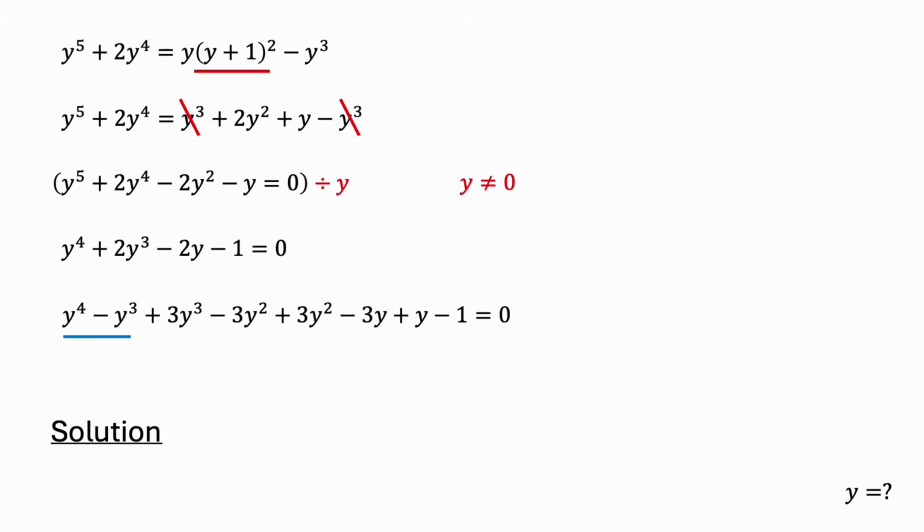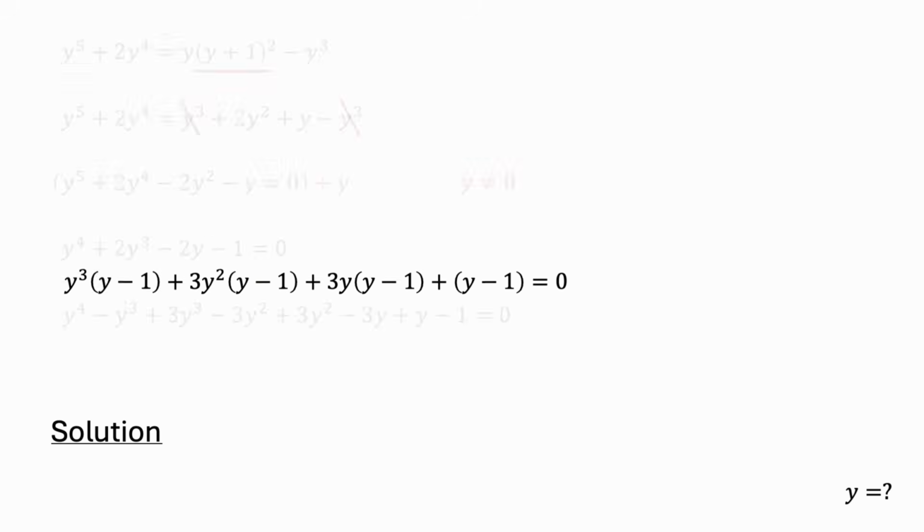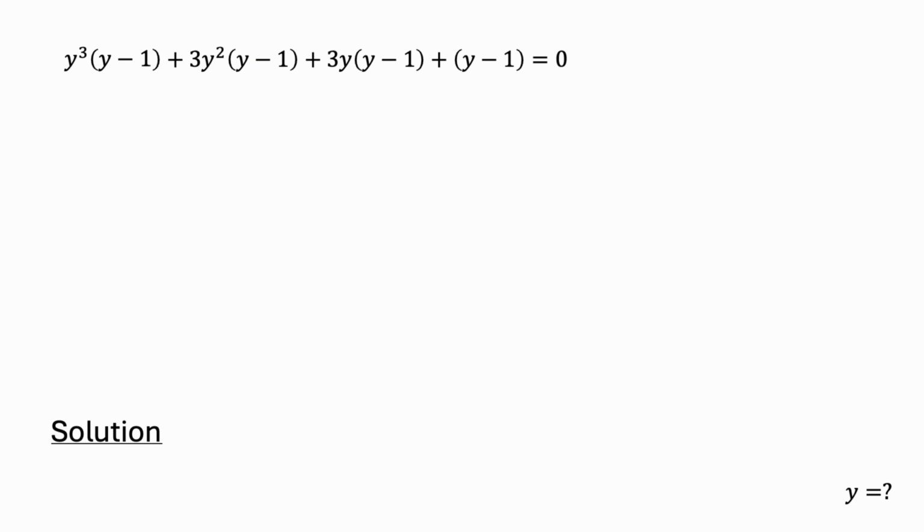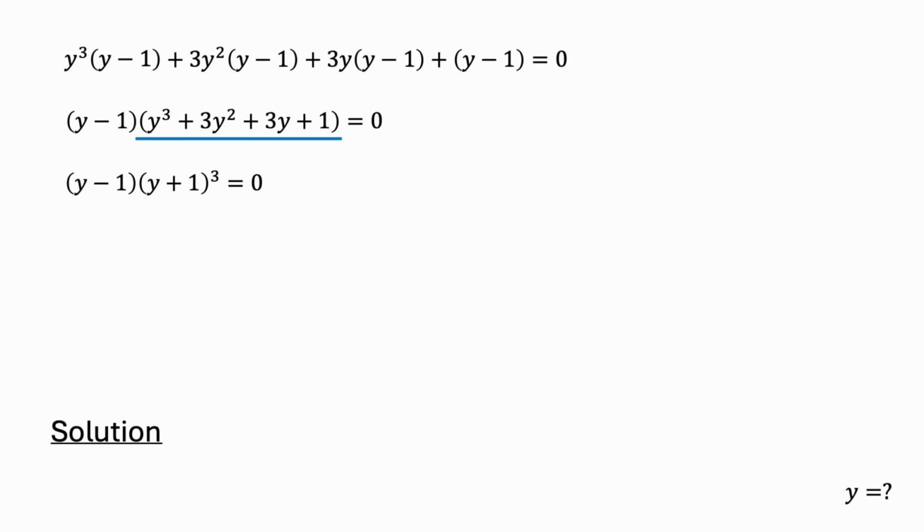We then factor out y cubed from these terms to obtain y cubed times y minus 1. Factor out 3y squared from these terms to obtain 3y squared times y minus 1. And factor out 3y from these terms to obtain 3y times y minus 1. The expression thus factors as y minus 1 times y cubed plus 3y squared plus 3y plus 1. We recognize the second factor as y plus 1 cubed.